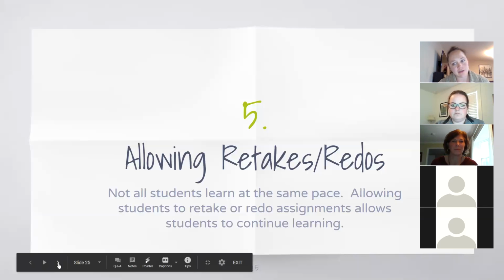And that's retakes and redos. It goes hand in hand with that relearning. So if you're going to reteach something, then I think it just goes hand in hand that you're going to allow students to demonstrate their new learning.